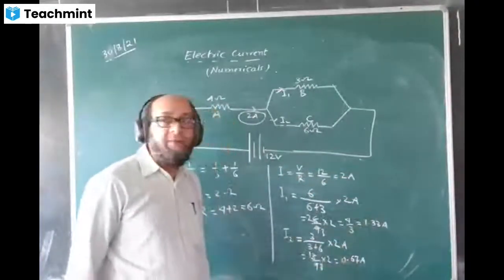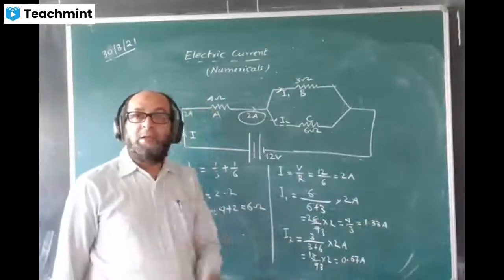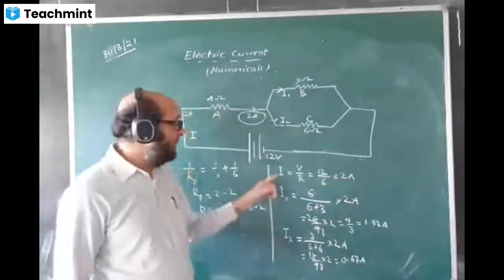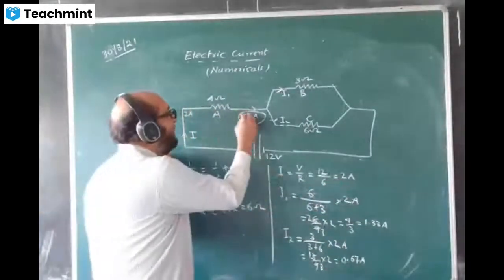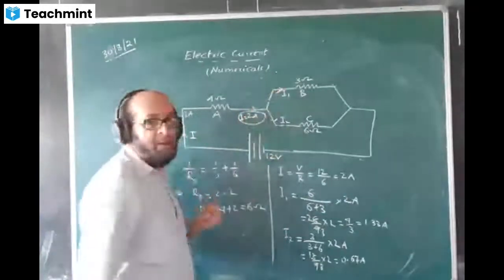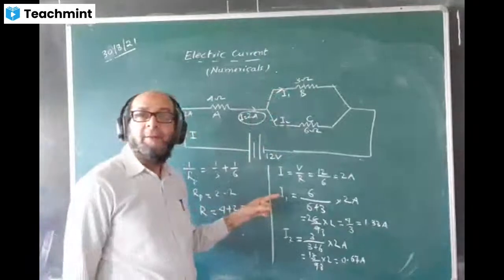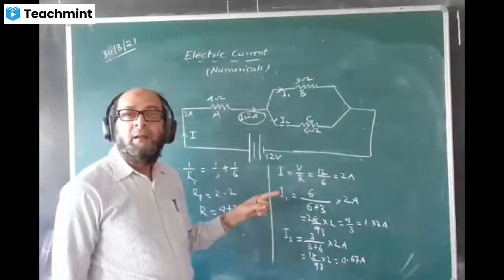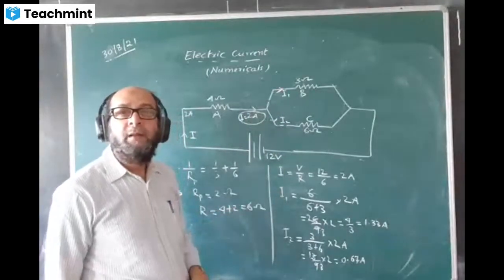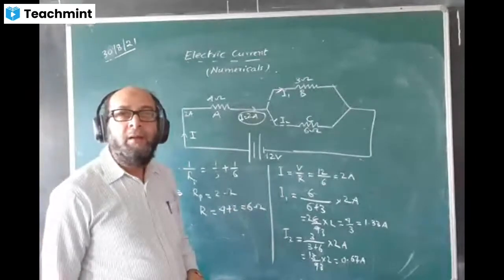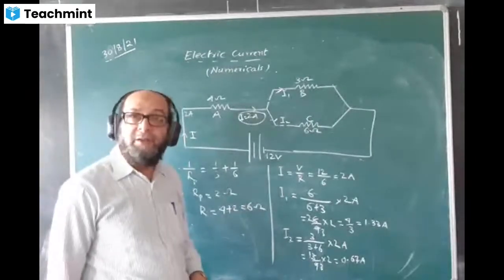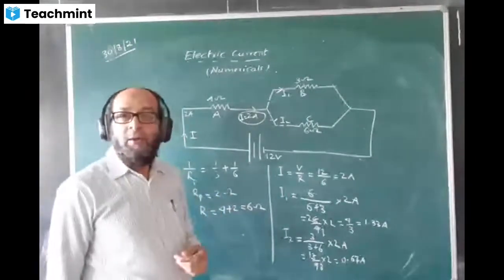1.33 plus 0.67, when you add, the answer comes 2. Exactly this value will come. From this I, we are dividing into 2 parts. First part we can find, and after finding, we got 1.33, so we can do 2 minus 1.33. Yes, that's what I wanted to say now.